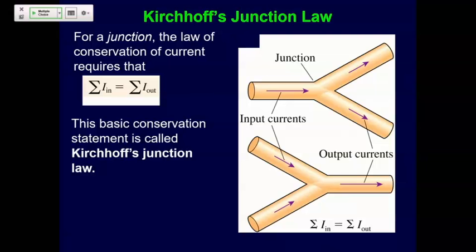There are two big rules by this guy here, Kirchhoff, that are super helpful in solving circuits. The first one is the junction rule. I think about this one kind of like highways. This says that the current going into a junction will equal the currents leaving the junction. You can write it this way: the total currents going in equals the total currents going out.